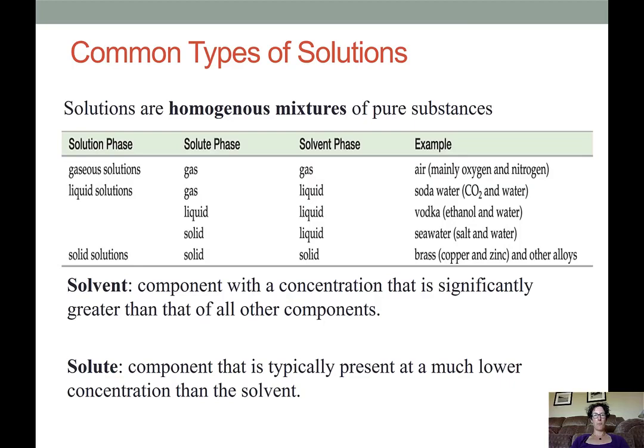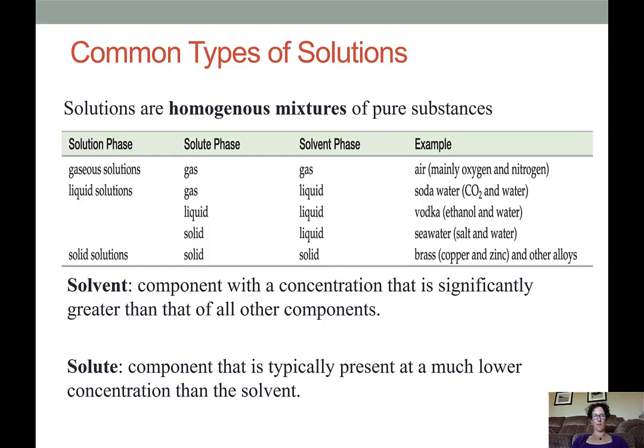Solutions are homogeneous mixtures of pure substances. So if we're thinking back to our lessons on mixtures, that means we have more than one pure substance in a piece of matter, but we cannot visually see the different types of matter. We often think of solutions as being liquids, but they don't necessarily have to be. Again, a solution is any homogeneous mixture of pure substances.